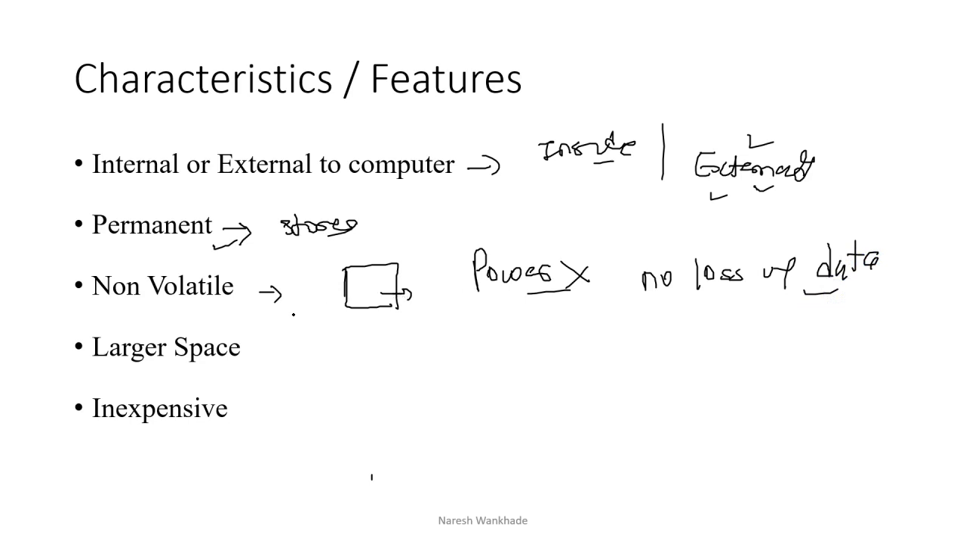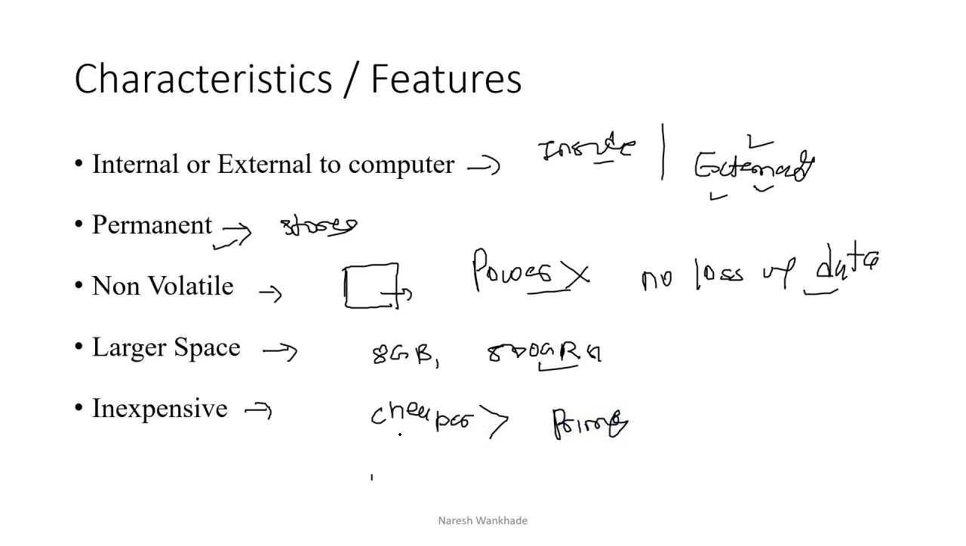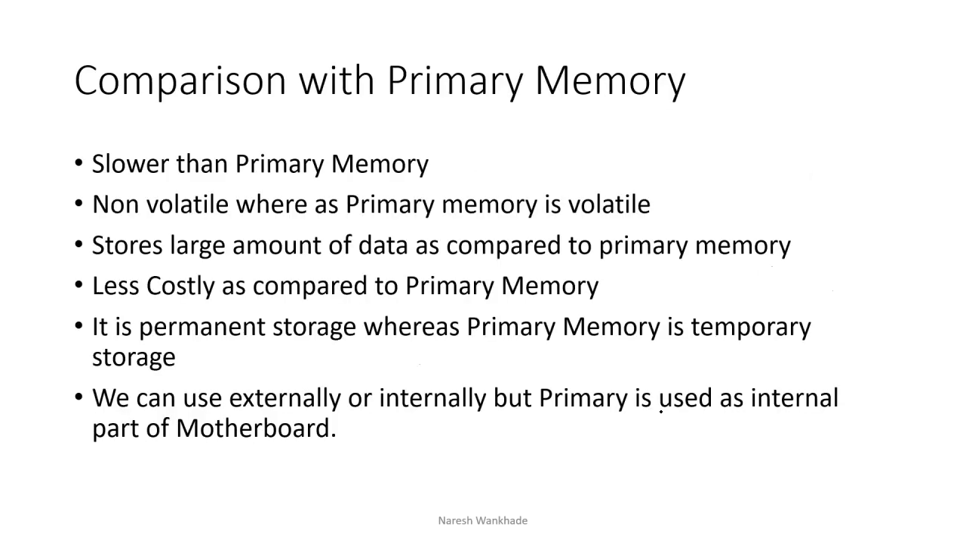That is non-volatile. This secondary memory has larger space. We can analyze our system, that in our system there is 8 GB RAM and 500 GB SSD. So larger space is available there in the secondary memory, and this secondary memory is basically inexpensive, means this is actually cheaper than the primary memory, that is RAM we use there in the computer. So it has less cost as compared to the primary memory. So let's have the comparison of secondary memory with the primary memory.